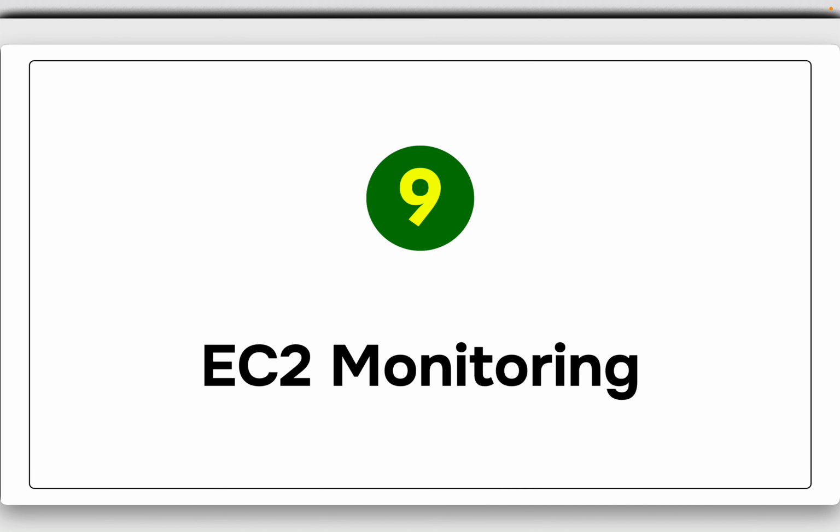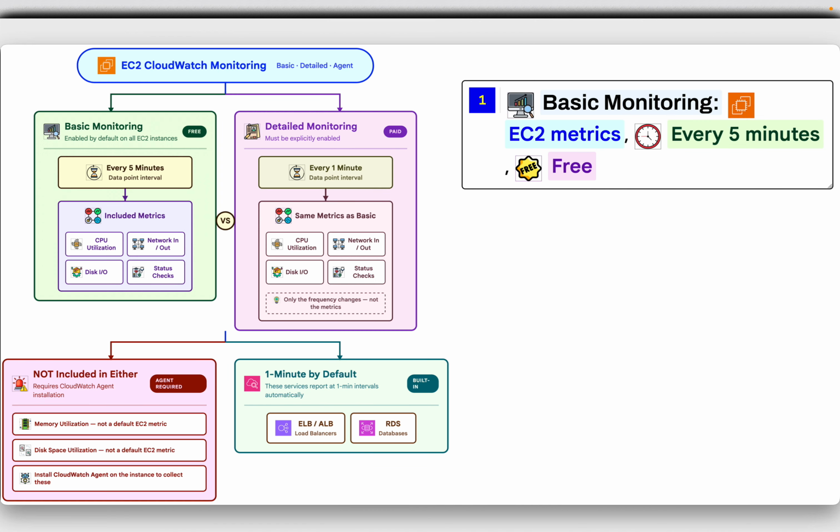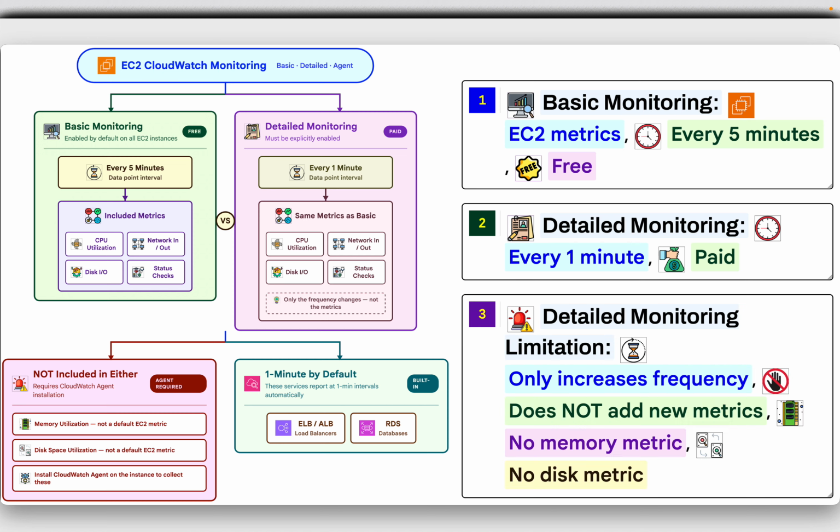Ninth topic is EC2 monitoring. Basic monitoring provides EC2 metrics every 5 minutes and is free. Detailed monitoring provides metrics every 1 minute and is paid. Detailed monitoring only increases the frequency. It does not add new metrics. There is no memory metric and no disk metric with detailed monitoring.